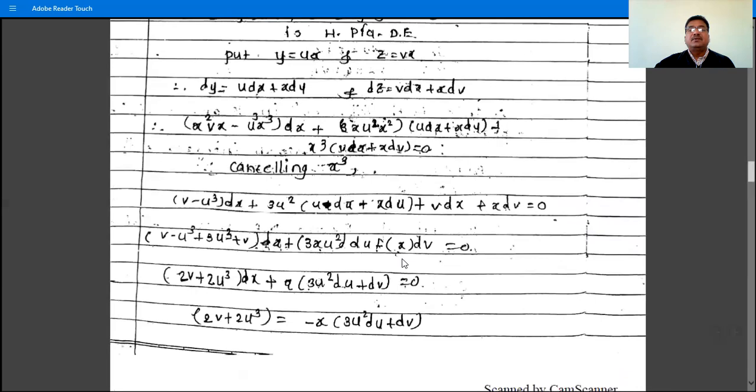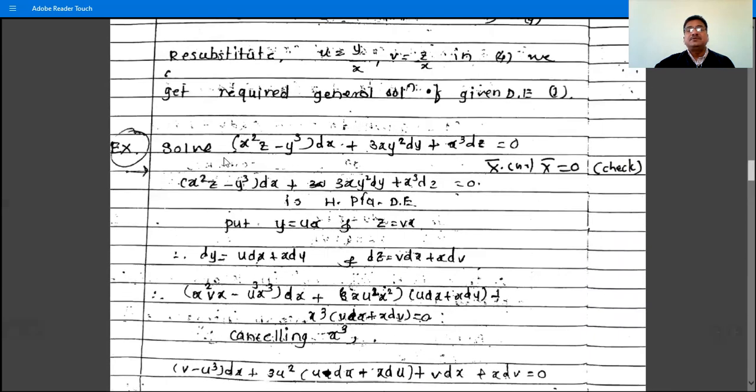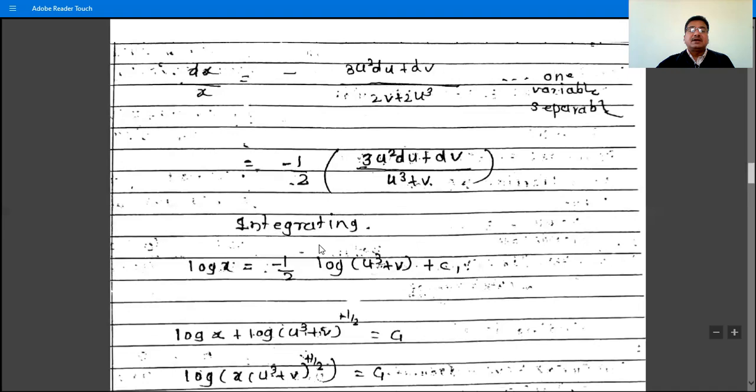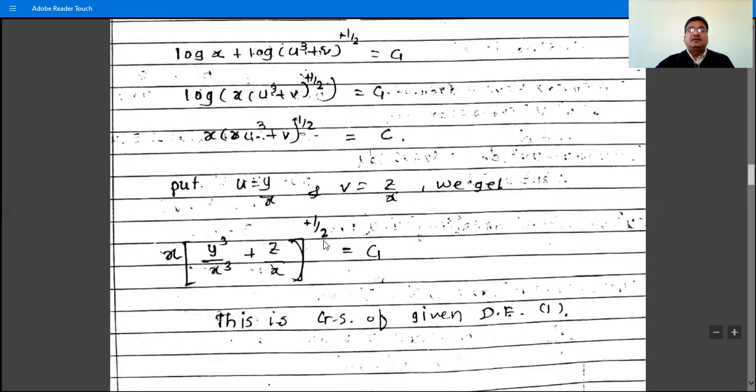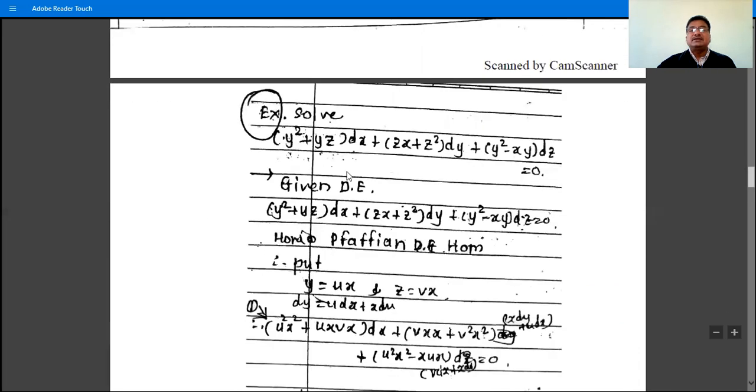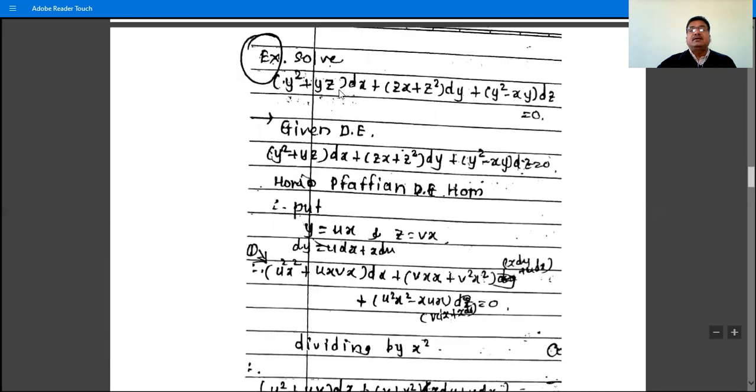Means once you observe the given Pfaffian differential equation is homogeneous, then apply the procedure of homogeneous differential equation, that is substitute y is equal to ux and z is equal to vx. Okay, so the next problem is of the same type, homogeneous Pfaffian differential equation. We will see the remaining problems of the same method in the next lecture.